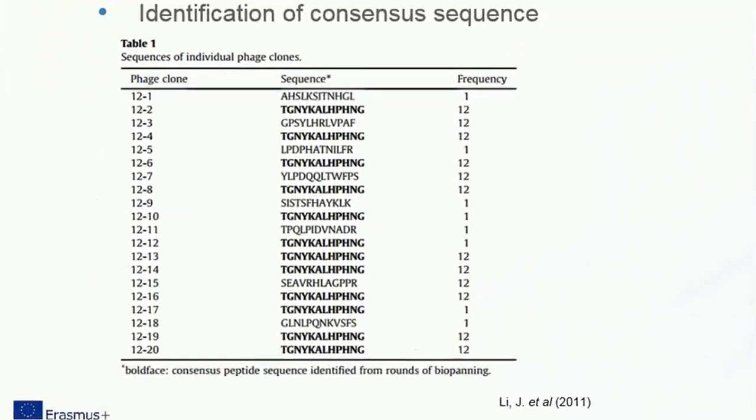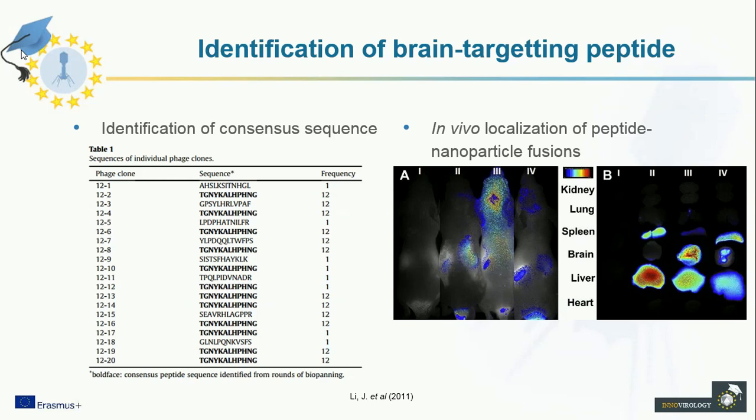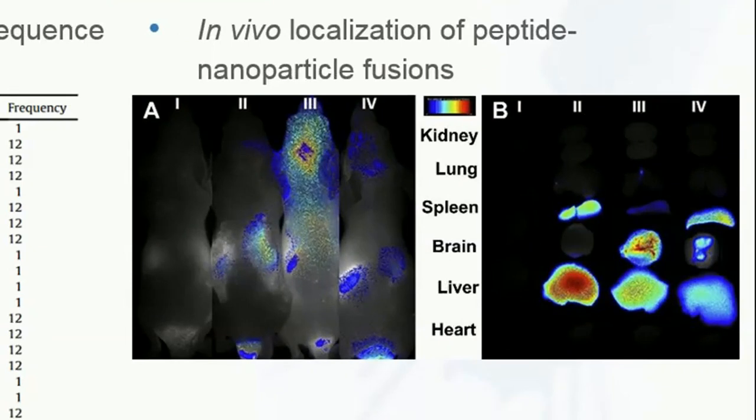After 4 rounds of in vivo panning, 20 peptides were eventually sequenced. 12 of them had the same consensus sequence. This consensus peptide was then fused to a nanoparticle and labeled with a fluorescent tag and injected into the mice. In vivo imaging was then used to look at the localization of the fluorescent nanoparticles. The first 2 mice are control mice, and the third and the fourth have the fused particles in different ratios. A clear localization to the brain region of these mice is visible in the third and fourth mice.